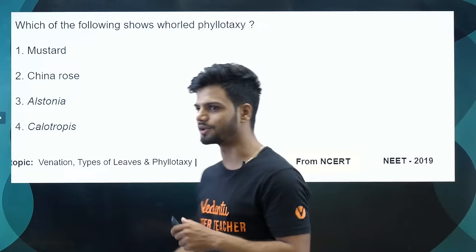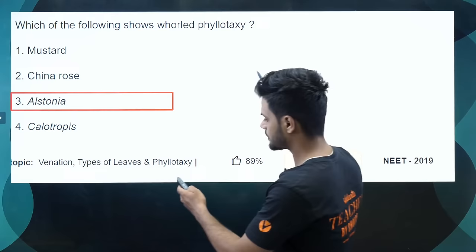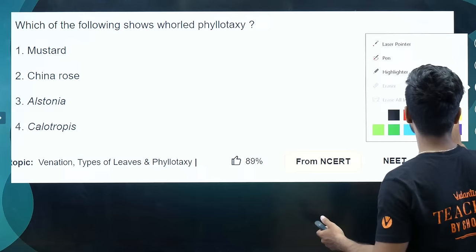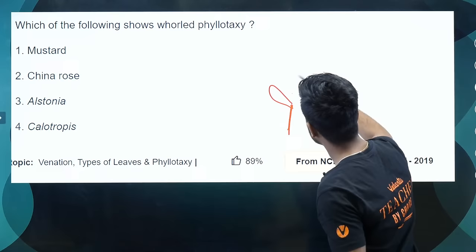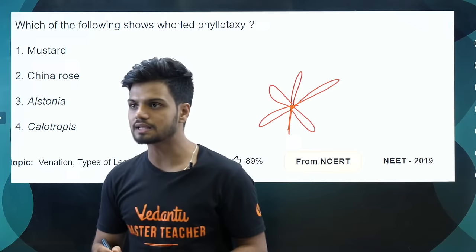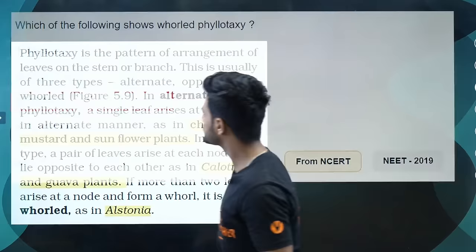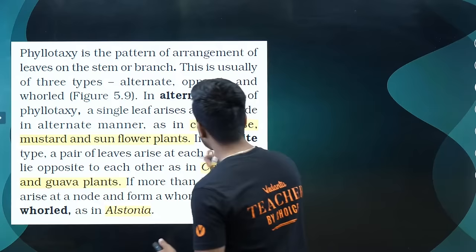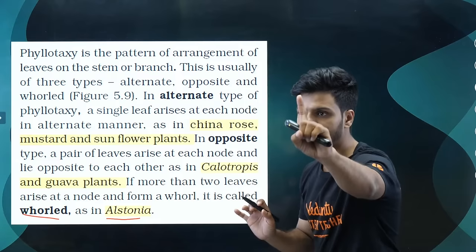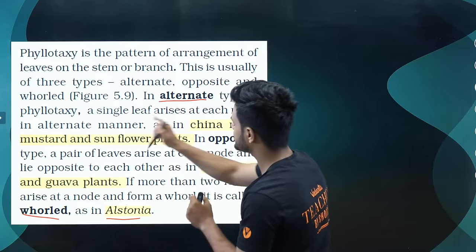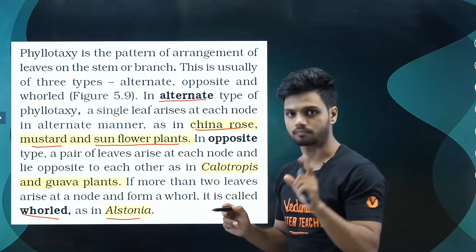Next question. Which of the following shows whorled phyllotaxy? That is, in one particular stem node, we can see many different leaves. Whorled phyllotaxy can be seen in Alstonia. See, students, every single example is important here. For whorled phyllotaxy, Alstonia is the example. Remember that. Then for alternate phyllotaxy, the examples are China rose, mustard, and sunflower.